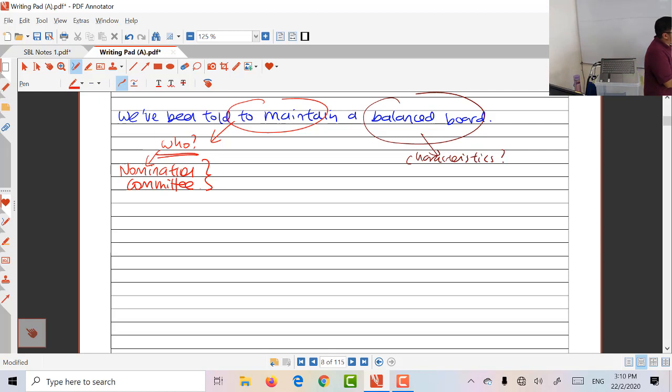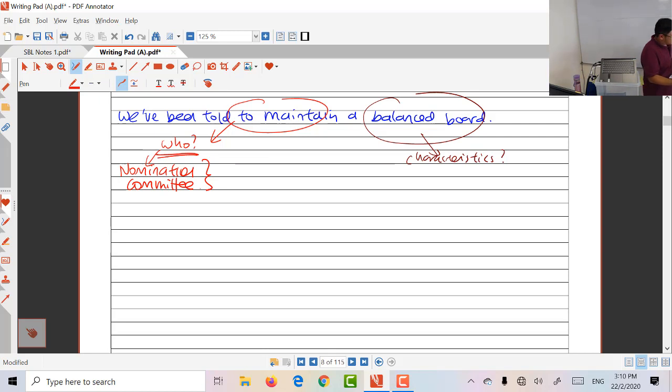Okay? Well, I don't think it's actually important, because then we become very mechanistic. And you know that we don't expect you to be mechanistic in SBL. But it's no harm to roughly know what the structure of a nomination committee is. So can I just get you to read this part?